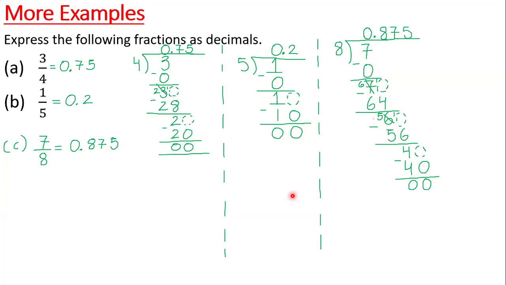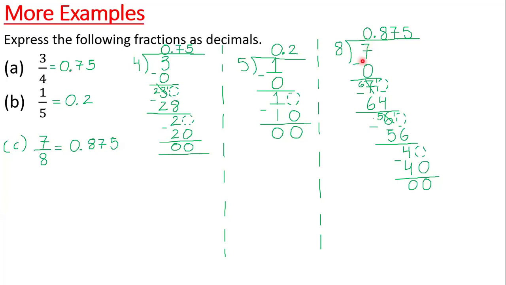Explain the division process. What is it? 8 can't go into 7. So you have to add a 0. And you have to find a number.